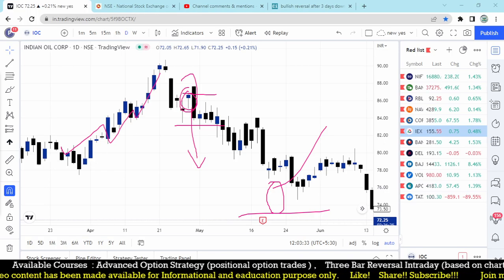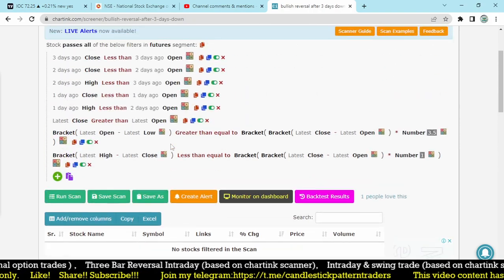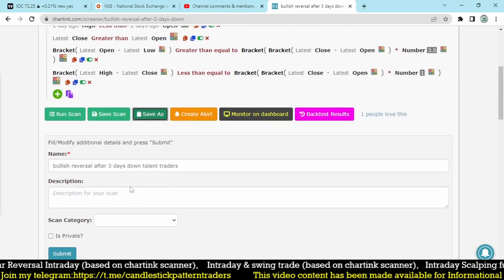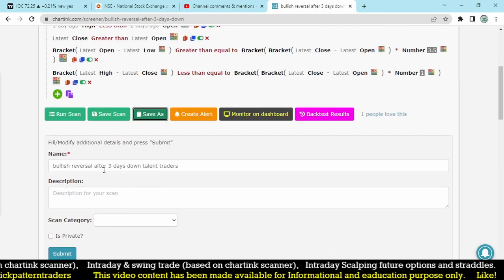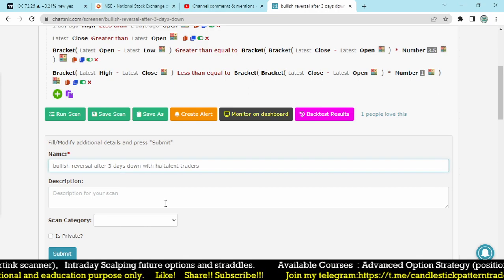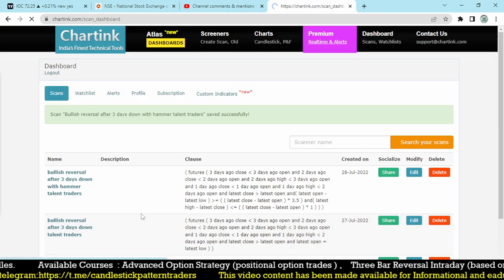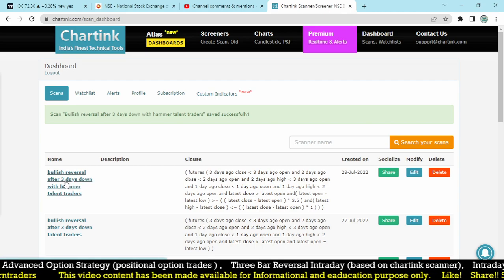As per your request, I have created the scanner and I'm going to save the scan as List reversal after 3 days down with hammer. The same name you can search for in the scanner, and it will find it. So this is the scanner.